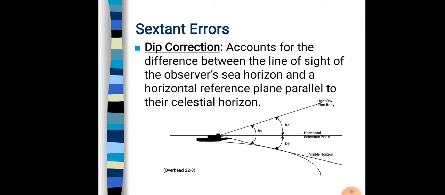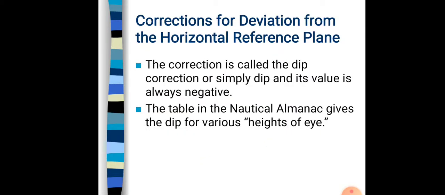Then come the dip corrections. It accounts for the difference between the line of sight of the observer's sea horizon and a horizontal reference plane parallel to their celestial horizon, as explained in the figure given below. This correction is called the dip correction or simply dip, and the value of this dip is always negative. You can obtain these values in the Nautical Almanac, and they differ at different heights of eye.